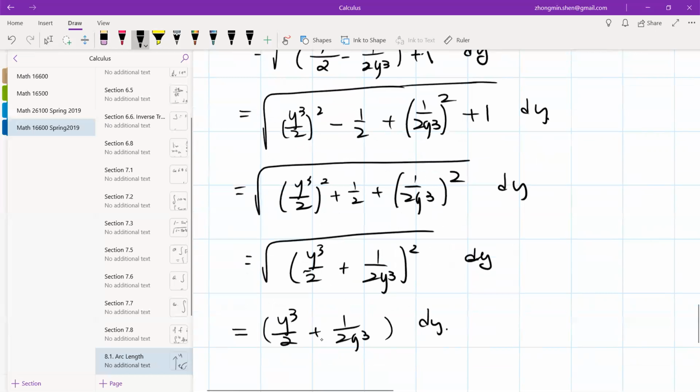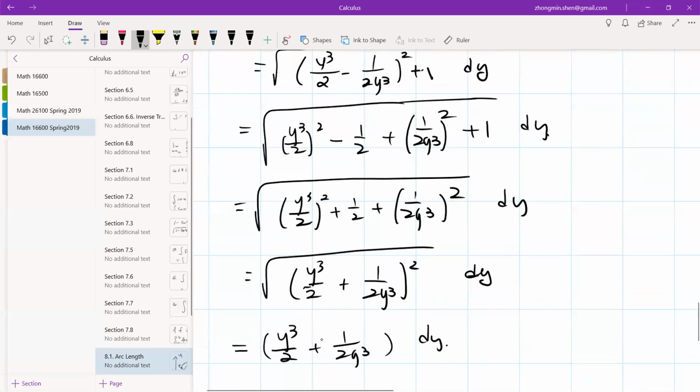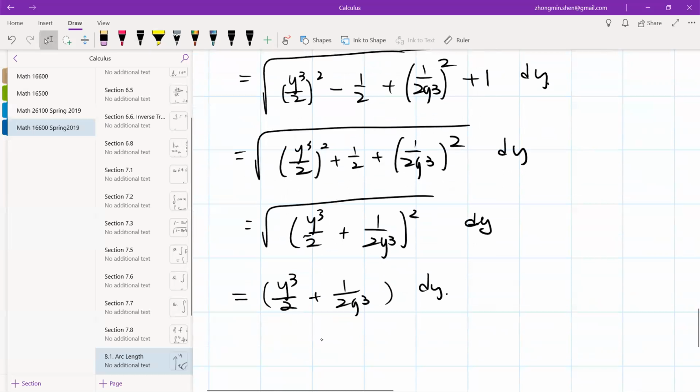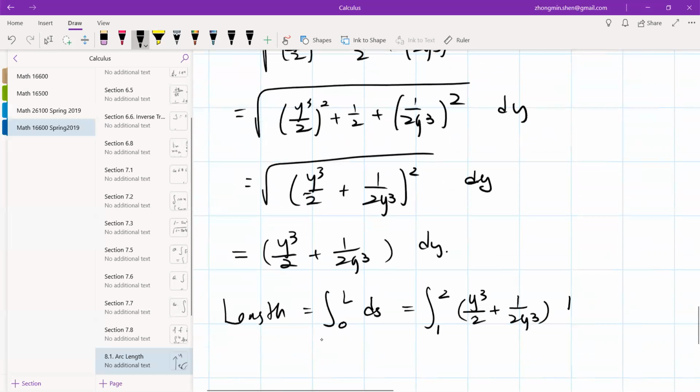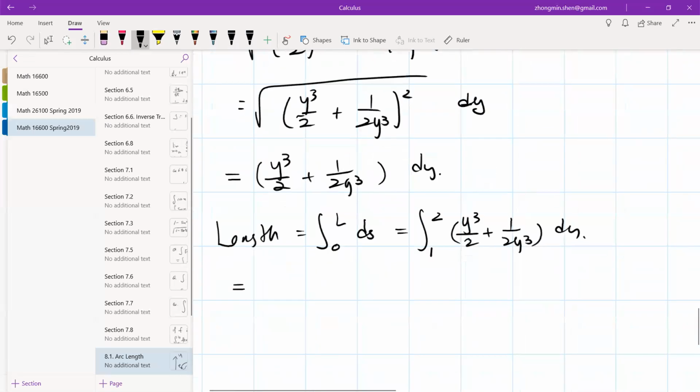As long as we complete this part, then we are able to evaluate the integral, y from 1 to 2. Okay, so the length L is the integral, where ds is this, dy from 1 to 2, of y cubed over 2 plus this term. Okay, then you find the antiderivative of this function.